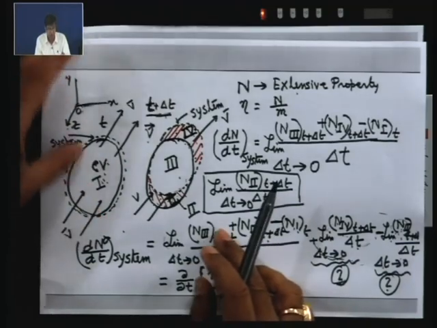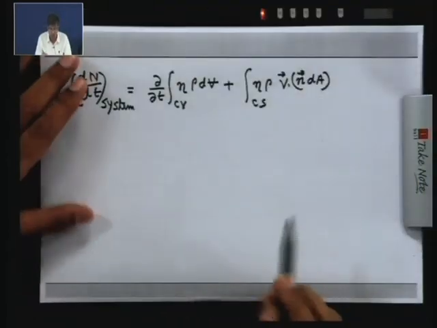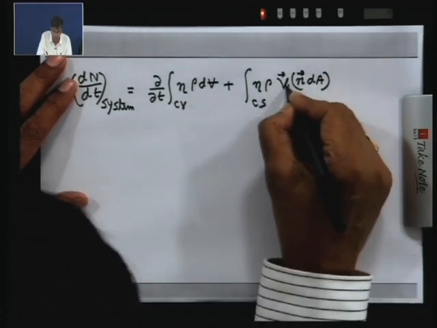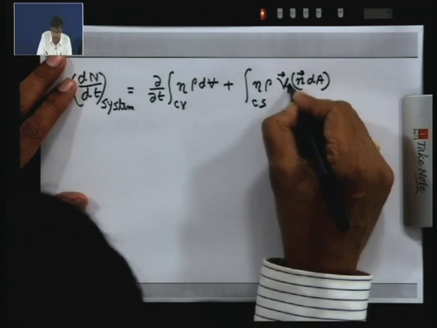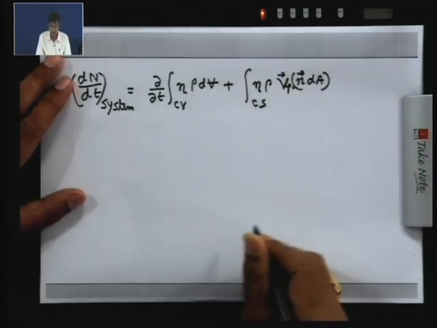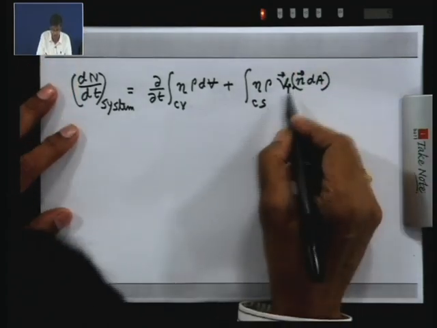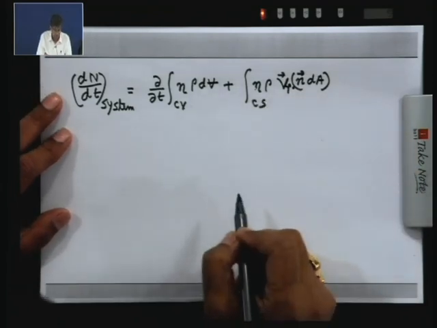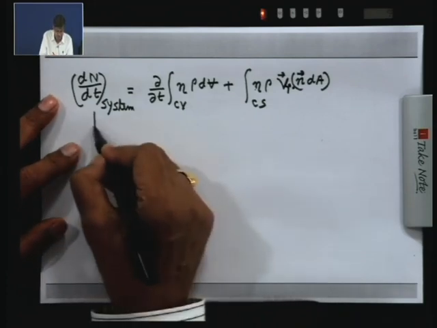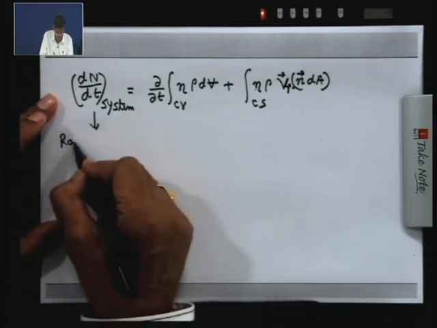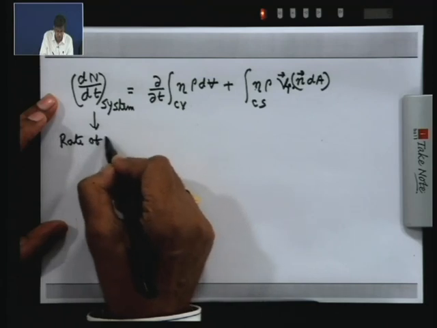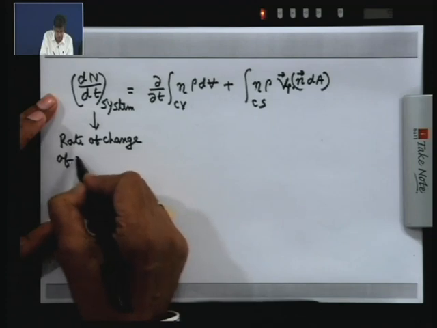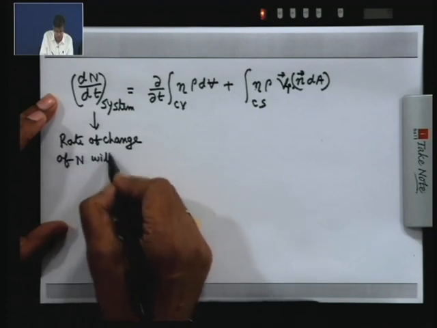With this logic, in the case of a moving control volume, which takes care of both moving and static control volume, we can write this with Vr, that is the relative velocity with respect to the control volume. This is Vr, that means eta rho Vr dot n dA. Okay. So, now what is this? This is the rate of change of n within the system.